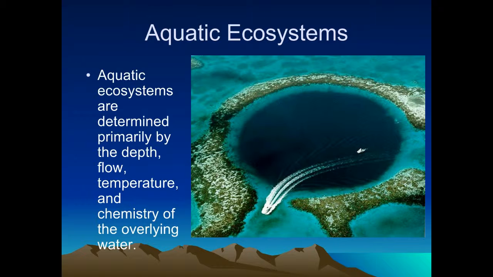All right. We are talking about aquatic ecosystems. We're first going to walk through the breakdown, and then I'm going to really focus you in on what we need to know. Aquatic ecosystems are determined by the depth of the water, the flow of the water, the temperature of the water, and the chemistry of the water. Chemistry is like saying salt water versus fresh water. Salt could be dissolved oxygen, could be nutrients. All of these are when we talk about chemistry. So when we talk about aquatic ecosystems, these are the kind of characteristics we're thinking about.